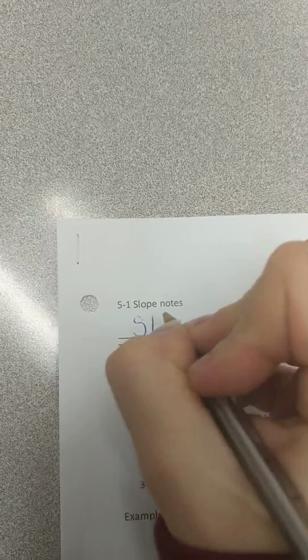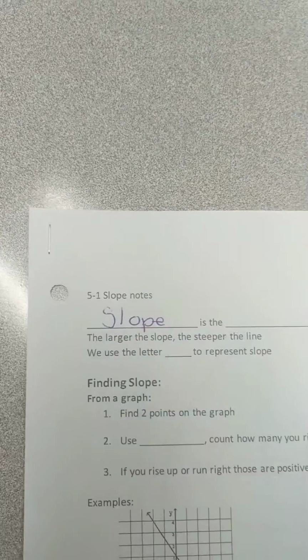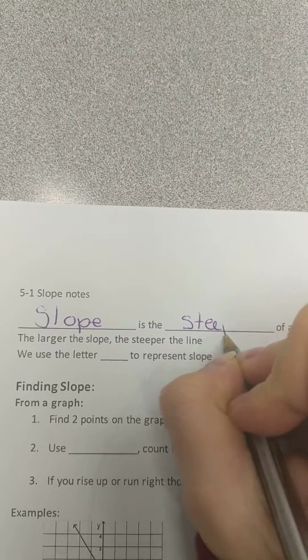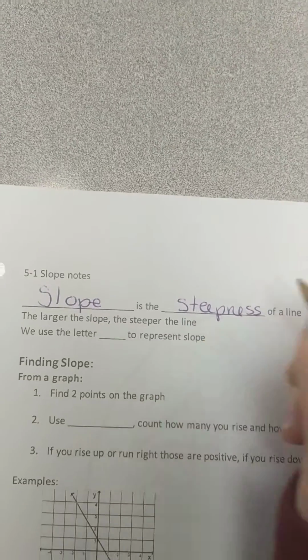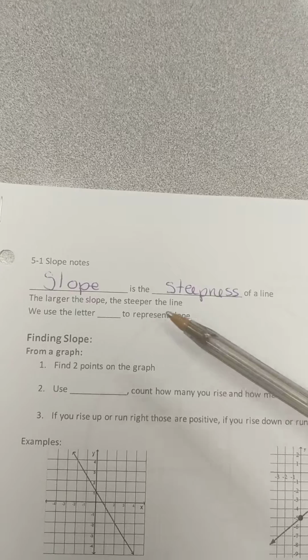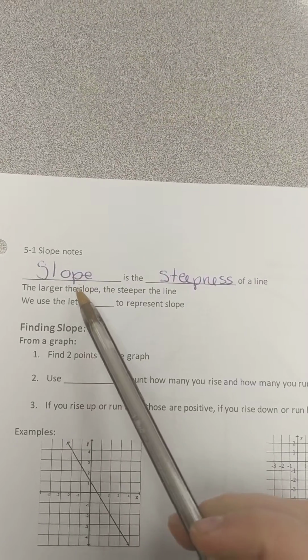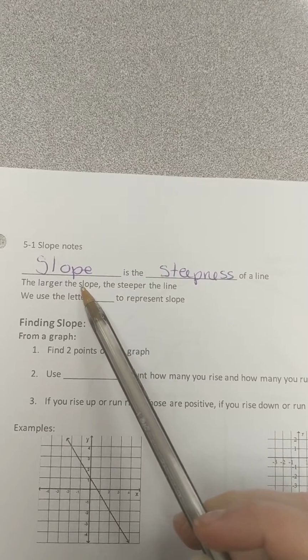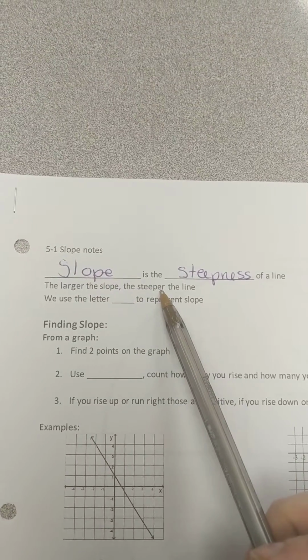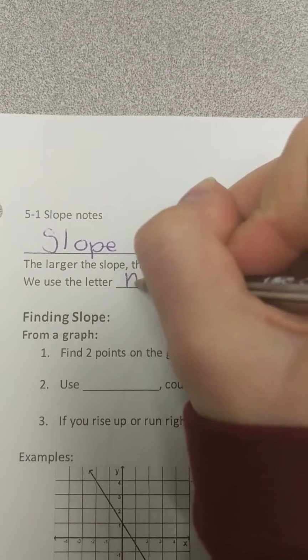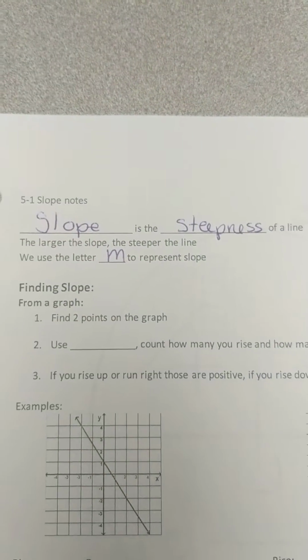All right, so slope is the steepness of a line. So slope is the steepness of a line, how steep a line is. That means the larger the slope, the larger that number for your slope, the steeper your line. We use the letter M to represent slope.